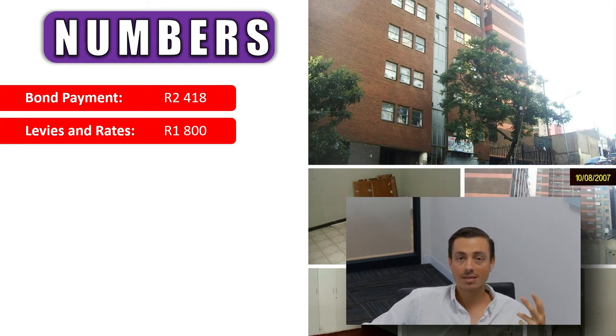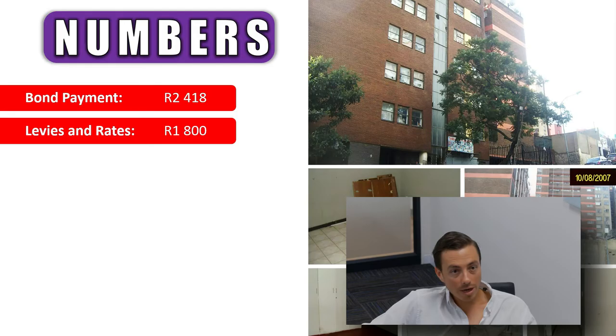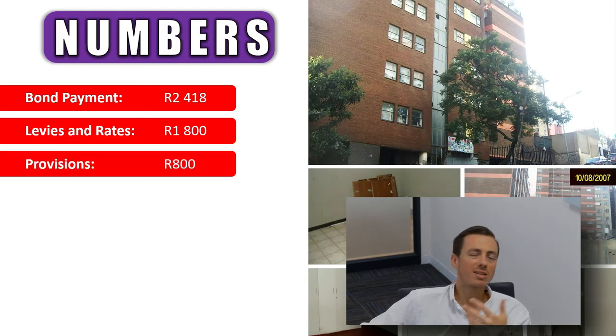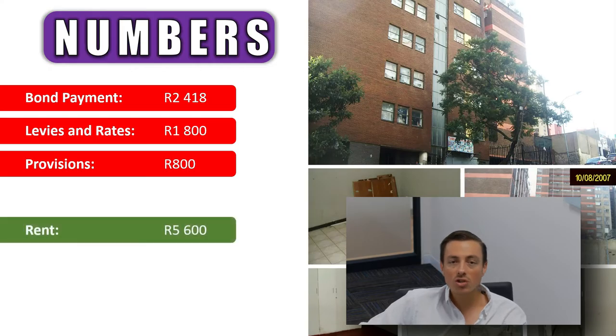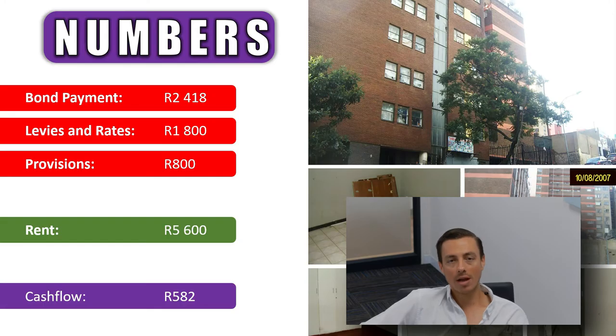Rates and taxes and levies, the agent said 1.8, right? Provisions, I'm putting some money aside for maintenance or for management or whatever it may be. So let's assume now that the rental is 5.6, so we're trusting the agent, and we work out that our cash flow is 5.82. So now I can go to the agent and say, okay, cool, I'd like to sign an offer to purchase, $255. I think it's a good price, subject to a 2-week due diligence period.